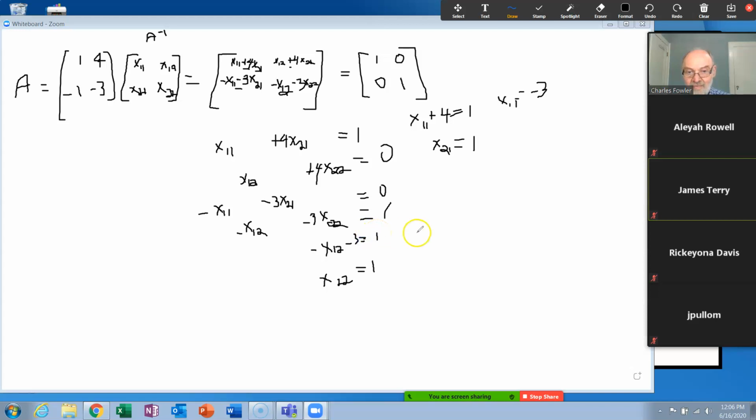Okay? So that means that minus x sub 1,2 is equal to 4, when you add 3 to both sides, you get 4. This is frustrating, I can't find the cursor. There it is. That means that because negative x sub 1,2 is equal to 4, x sub 1,2 has to equal negative 4.